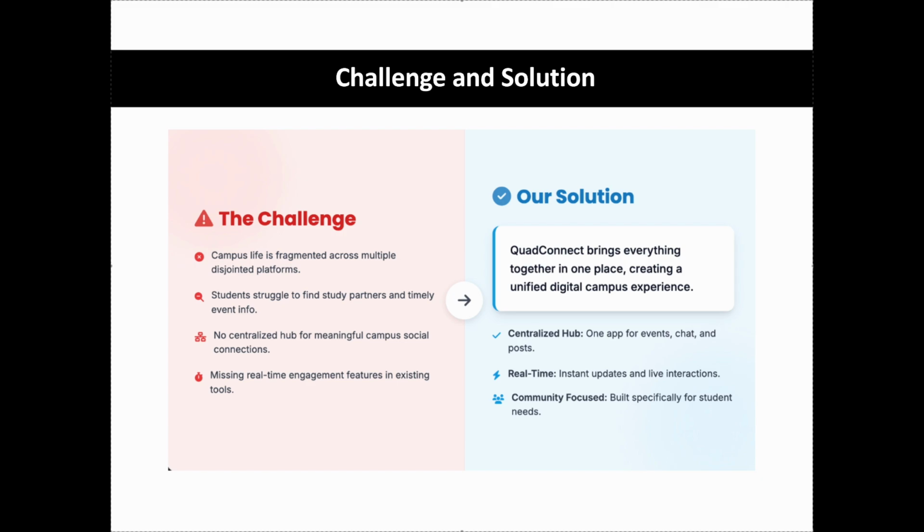Let's start with the problem. Campus life today is fragmented. Students are forced to juggle email for events, separate chat apps for clubs, and social media for connections. This makes it hard to find a study partner tonight or learn about an event happening in an hour. There's no central hub.